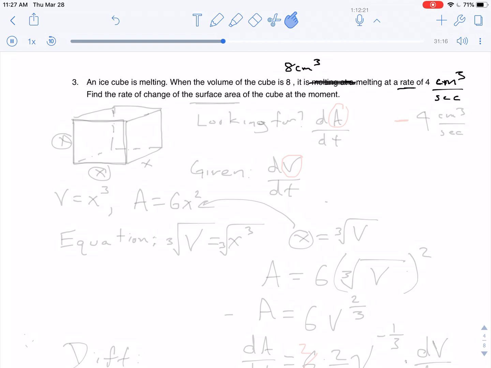I don't want to mess up again. So let's notice what this is. We are really talking about a negative, because it is melting 4 centimeters cubed per second. Okay, so find the rate of change of the surface area at the moment.